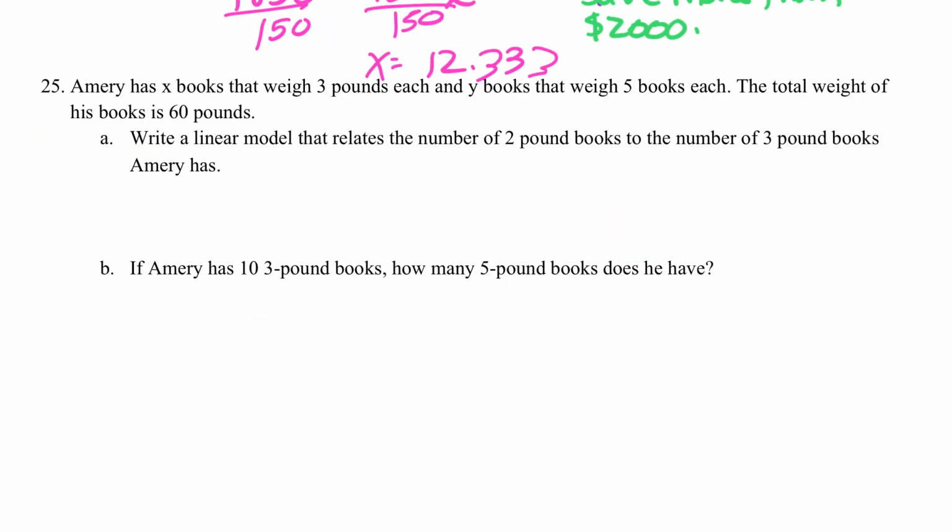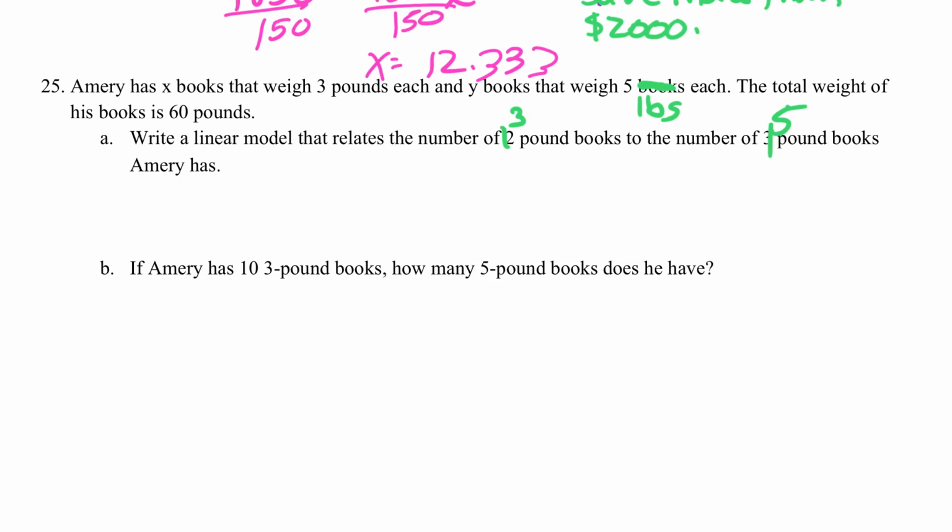This last question is, Amory has X books that weigh 3 pounds each and Y books that weigh 5. I'm assuming this says weigh 5 pounds each. The total weight of his books is 60 pounds. So write a linear equation that represents the two numbers, number of 2-pound books to the number of 3-pound books Amory has. And that question should also say, write a linear model that represents the number of 3-pound books to the number of 5-pound books, because we apparently changed the numbers in the question.